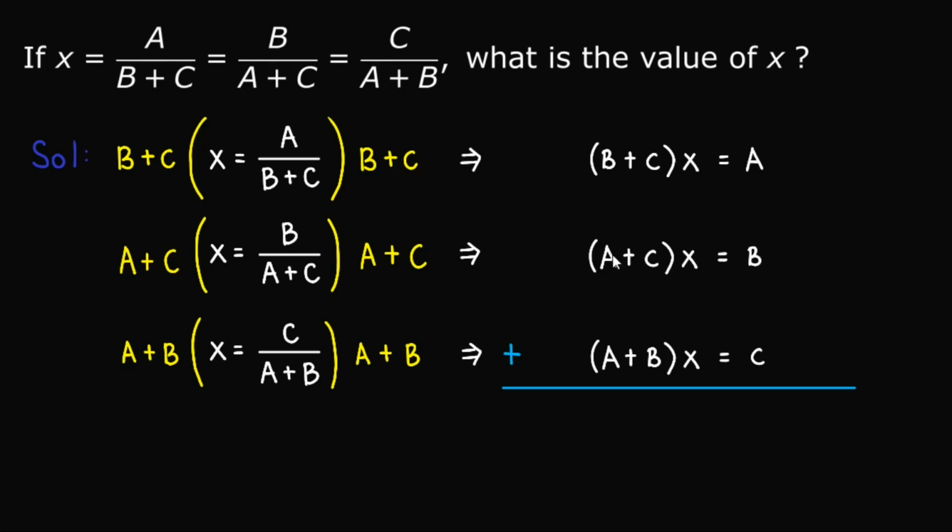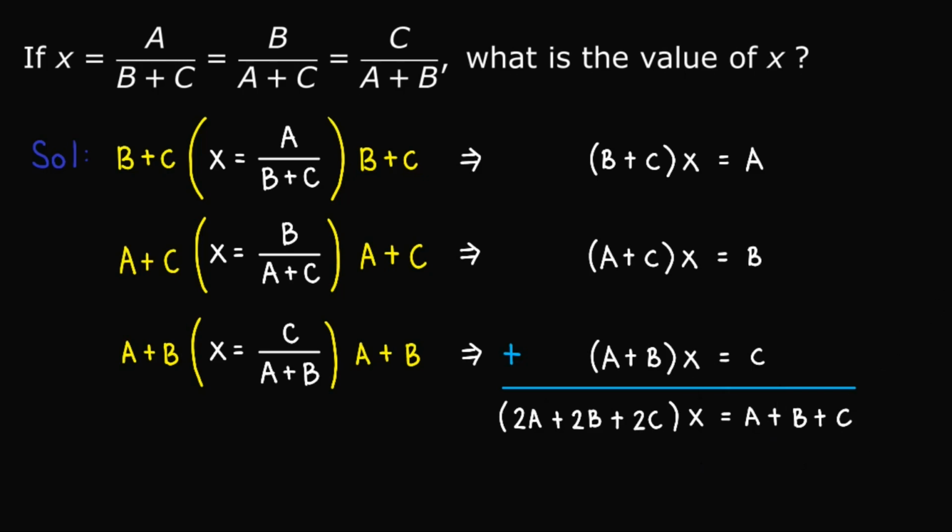So observe that we have 2a's out here. So adding that up, we'll have 2a. Then we have 2b's out here. So adding that up, we'll have 2b. And lastly, we have 2c's out here. So adding that up, we'll have 2c. On the right side, we just simply add a plus b plus c to obtain this. And so this is what we have right now.